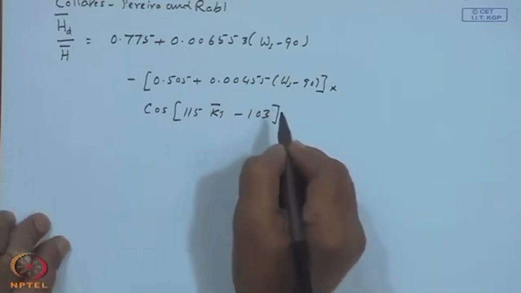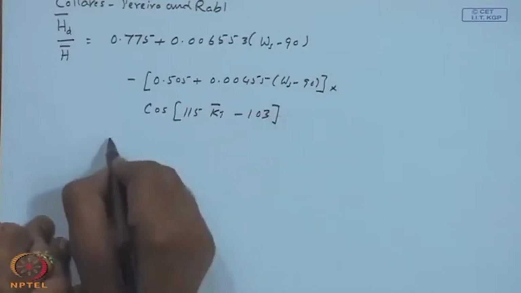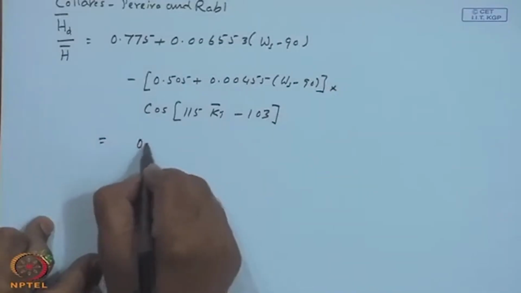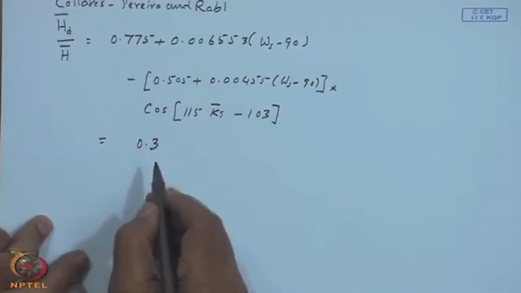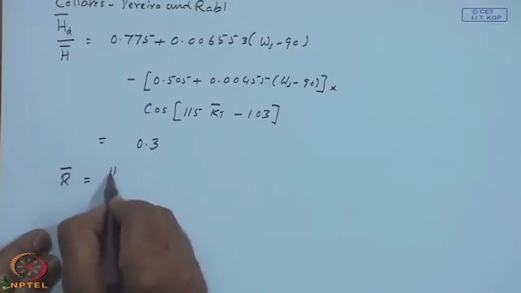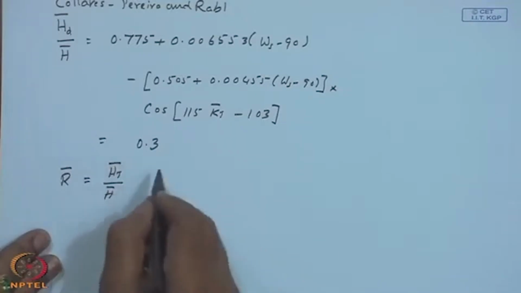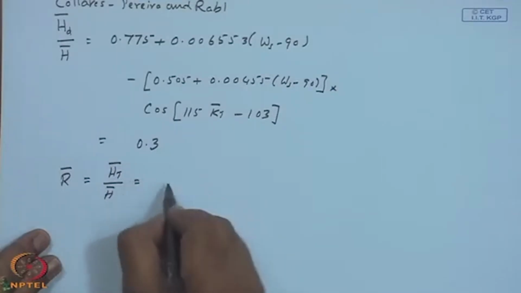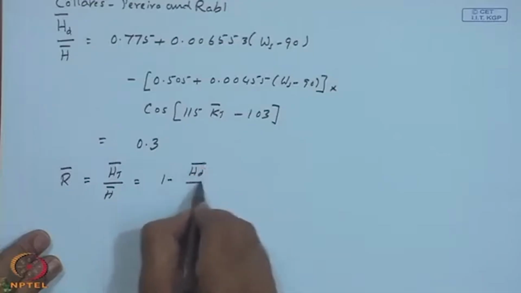Now, please check these equations and the brackets. I think I am copying all right, but sometimes there may be a mix up. 0.3 is reasonably expected, in the ballpark value. So, R bar will be Ht bar by H bar, which can be written as 1 minus Ht bar by H bar.